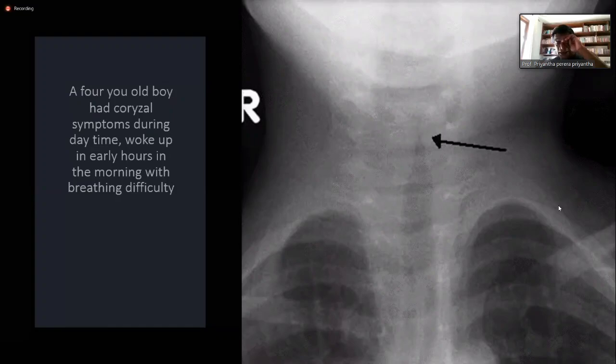History: a child, it can be any age from 6 months to 12 years, gets coryzal symptoms during the daytime, and then the child goes to sleep usually without much problem, but wakes up around 3 or 4 o'clock in the morning with acute onset breathing difficulty and loud stridor, right? Very loud stridor where you can hear it from outside the room as well.